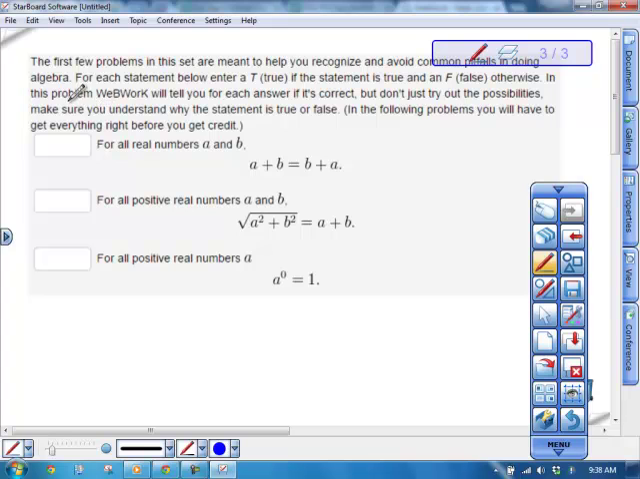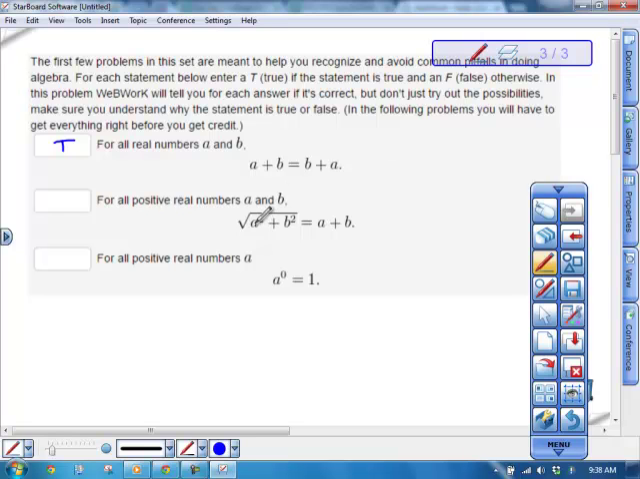All right, so the second problem, it wants you to enter in true if the statement's true and false if it's not. Okay, so for all real numbers a and b, a plus b equals b plus a, that's true. That's actually the commutative property of addition, that it doesn't matter if 2 plus 3 or 3 plus 2, you're going to get 5 either way.